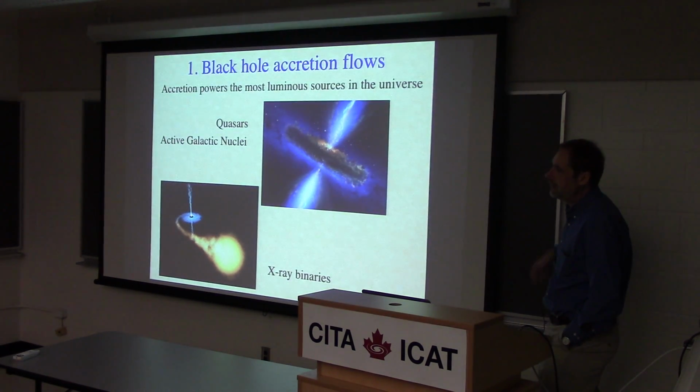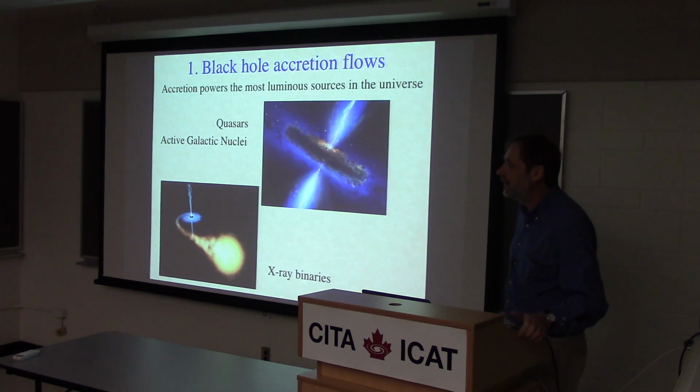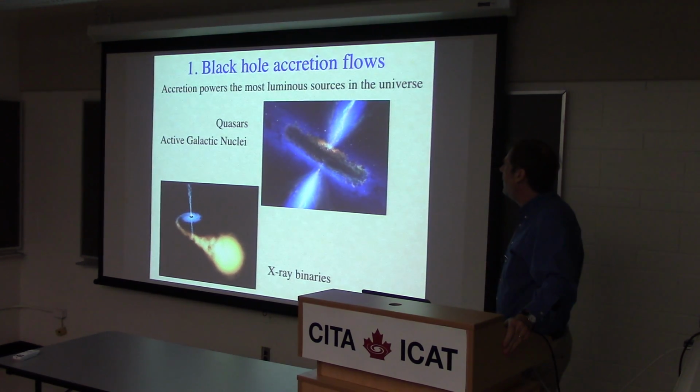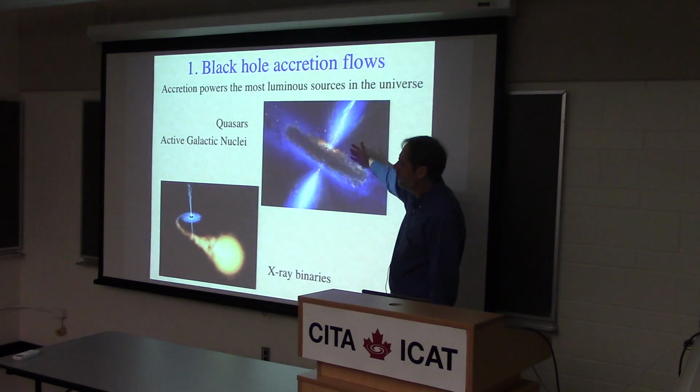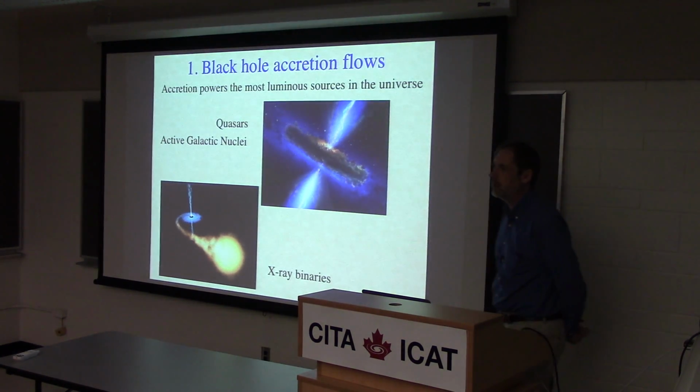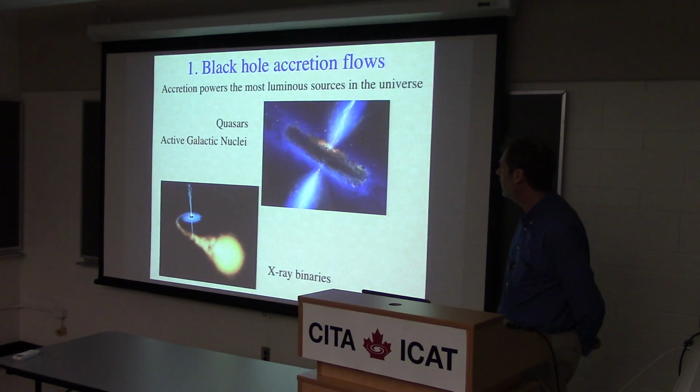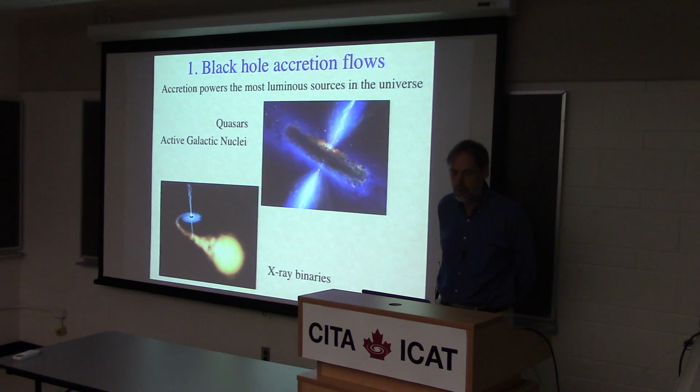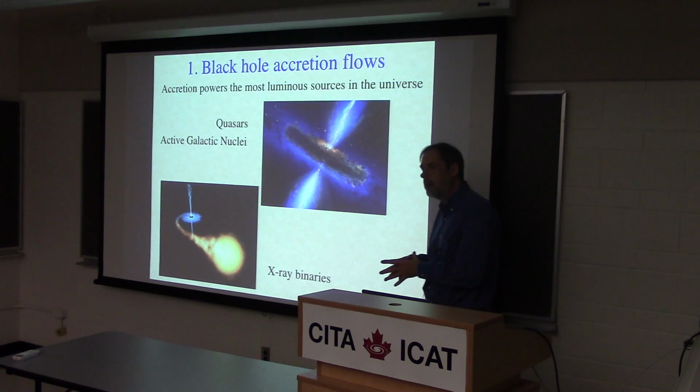So let me first motivate, and probably in an audience like this, I don't really need to motivate very much. But basically, accretion powers all of the most luminous sources. If it's a supermassive black hole, then we're talking about quasars and active galactic nuclei. If they're stellar mass black holes, then we're talking about X-ray binaries. So accretion onto compact objects like neutron stars and black holes is by far the most efficient mechanism for producing energy in the universe. And so the most luminous sources we see are in these accretion flows around these compact objects.